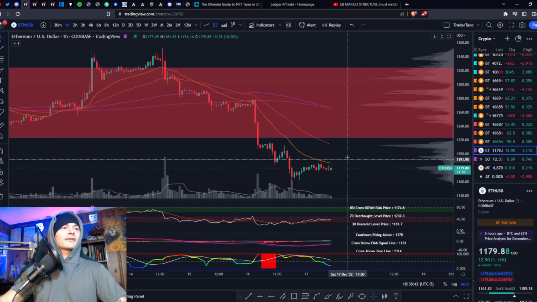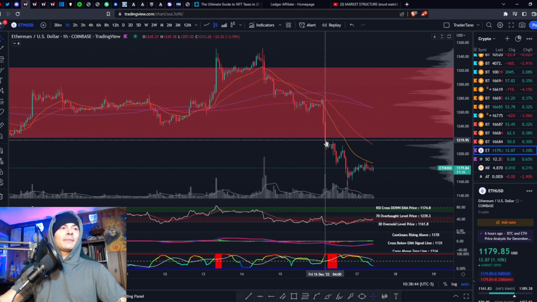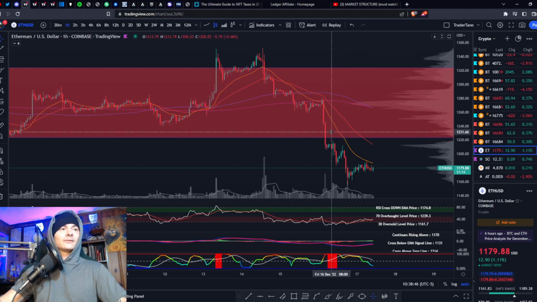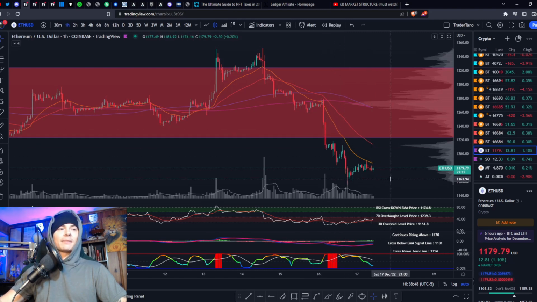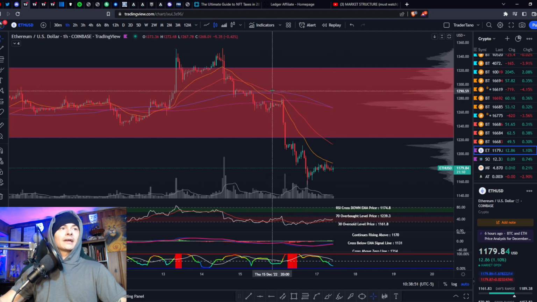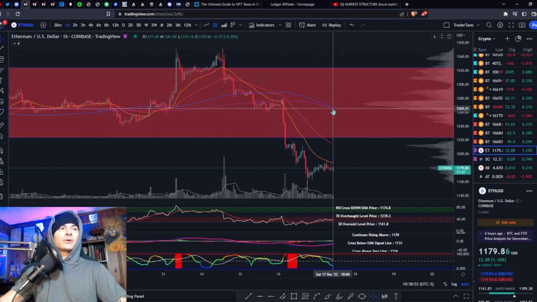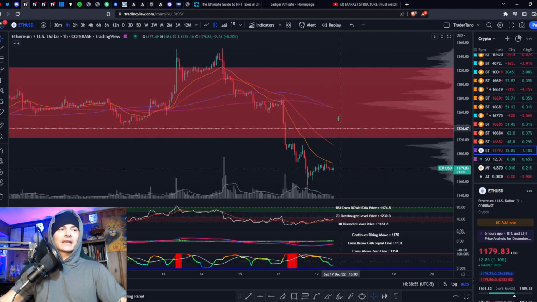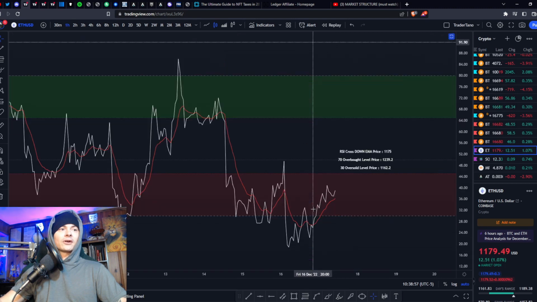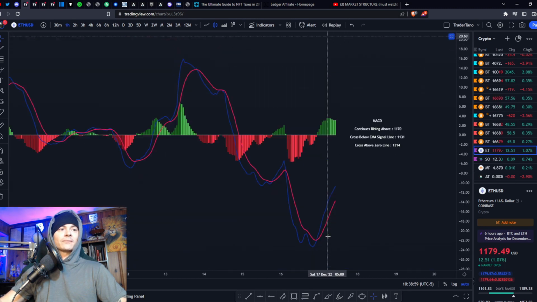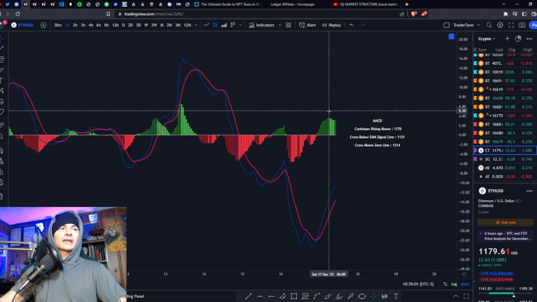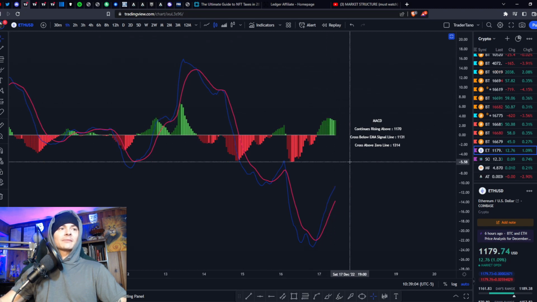All right, so here on Ethereum, we did break out of our red box. Like we were talking about, if we broke out of this red box, we were in trouble. Now your 100 is going to cross your 200. Your major moving averages are all going to be below each other. Your RSI is in the bearish control zone, MACD, pretty strong upside curvature. Your positive momentum's pretty stable right now.